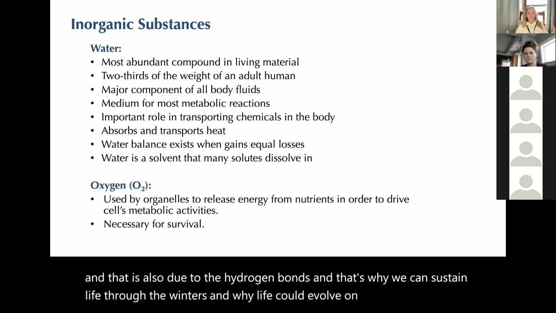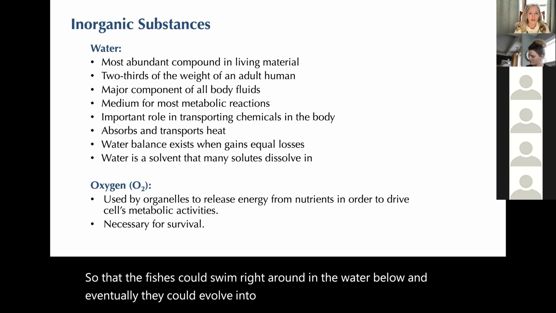That's why life could evolve on Earth through all the coldness, because we get that insulating layer of ice with still water flowing underneath in our rivers and lakes, so that the fishes could swim right around in the water below. And eventually they could evolve into things that could walk out on land.